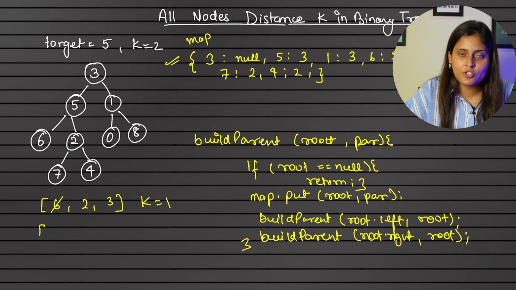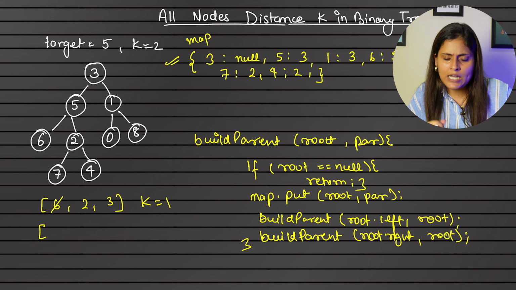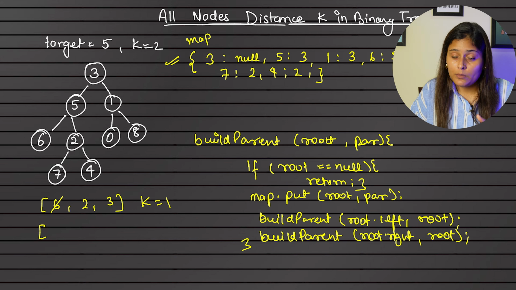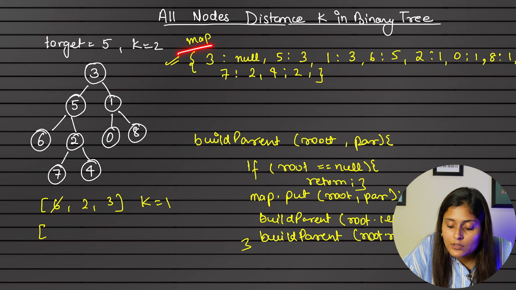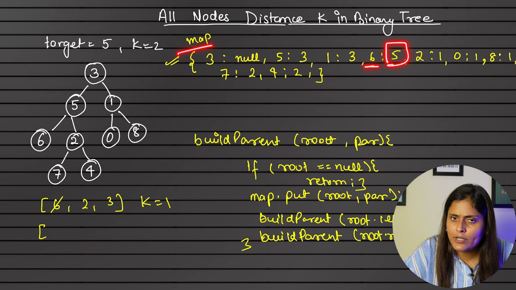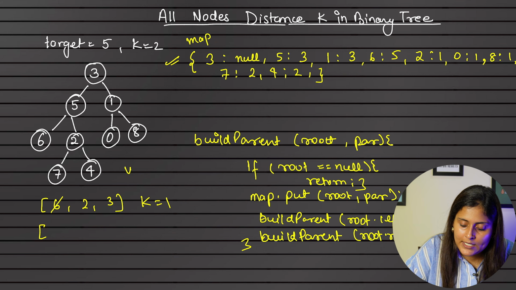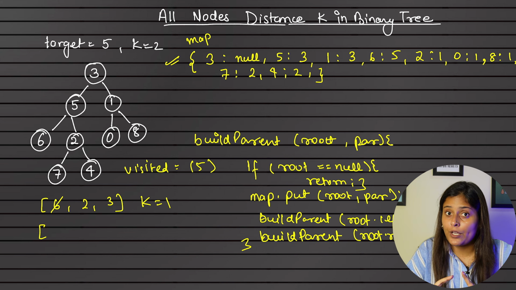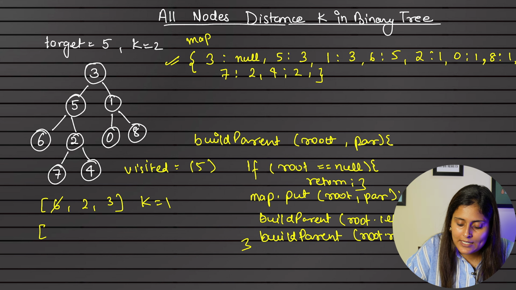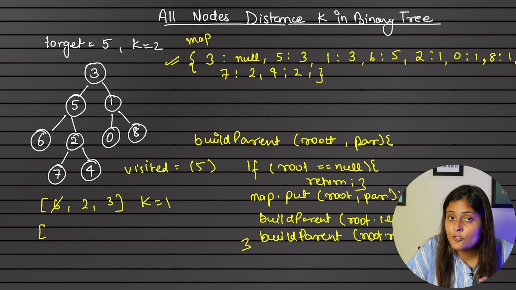We'll pop 6. We'll get the children of 6: left child, right child and null. Okay. Parent will go in the map. Parent of 6 is 5, but 5 is already visited. In the visited set, we'll check. Here we already have 5. Okay. Don't insert it. So for 6 we don't have anything at a distance 2.